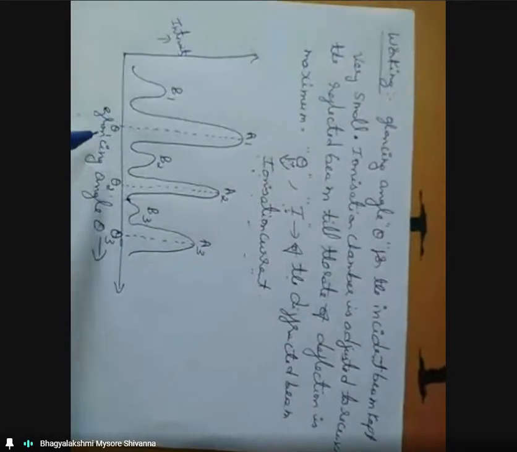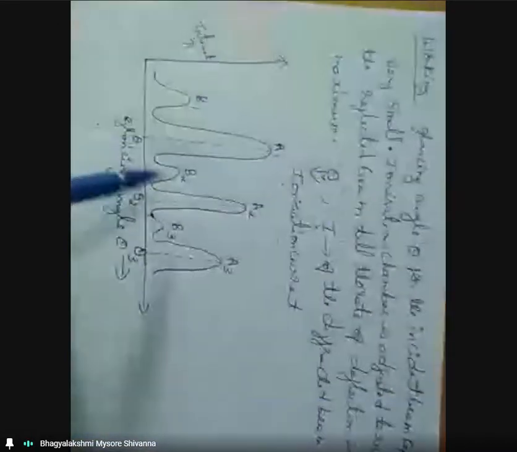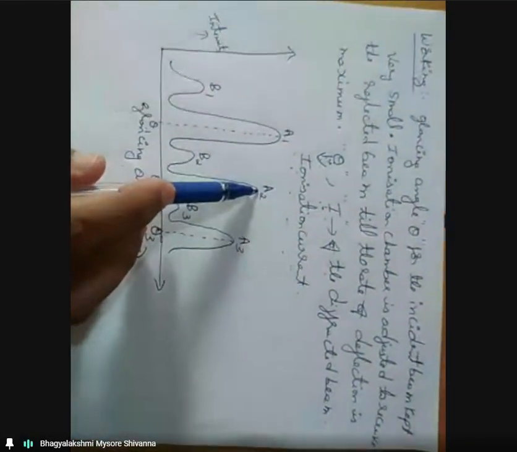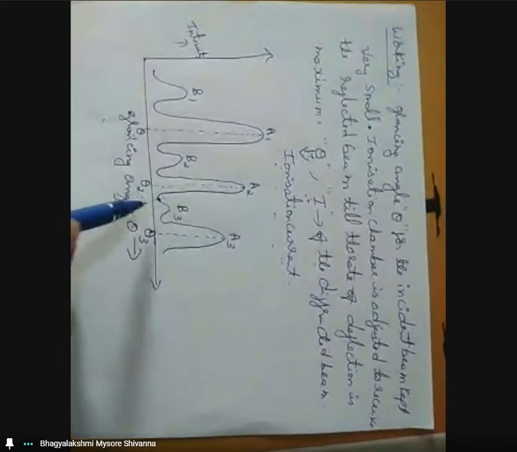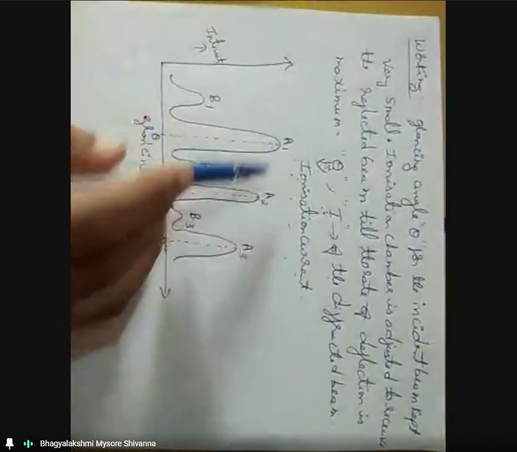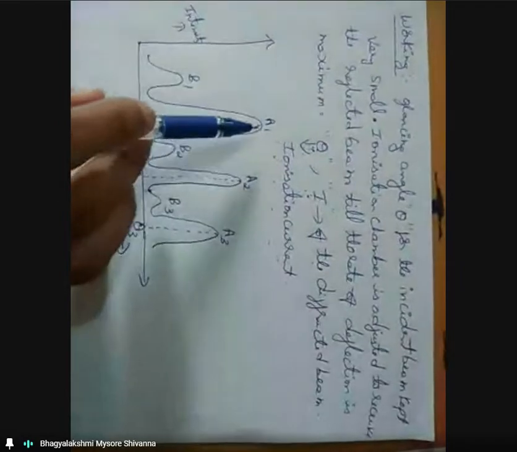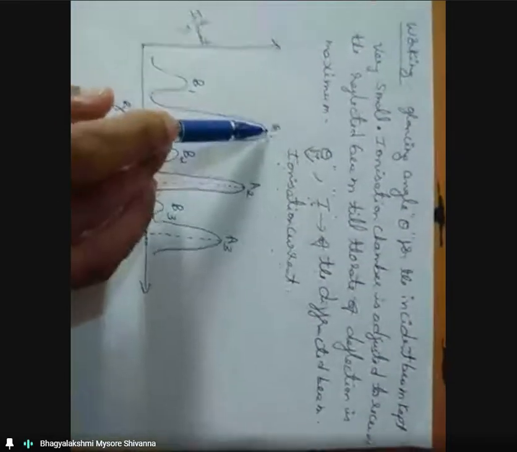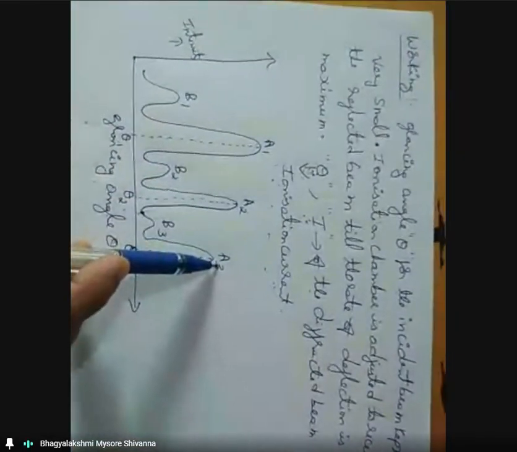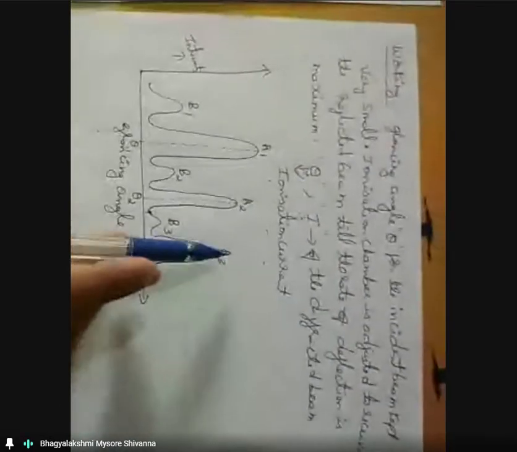The intensity is maximum for the glancing angle theta 1. These are the prominent peaks A1, A2, A3, which refer to the X-rays of wavelength lambda.